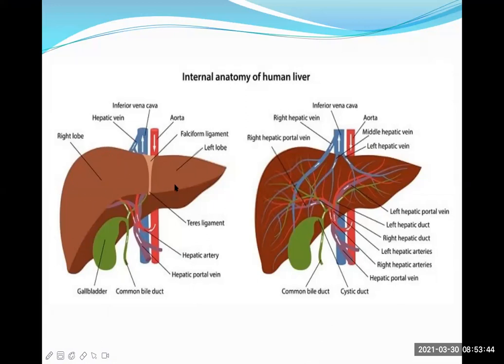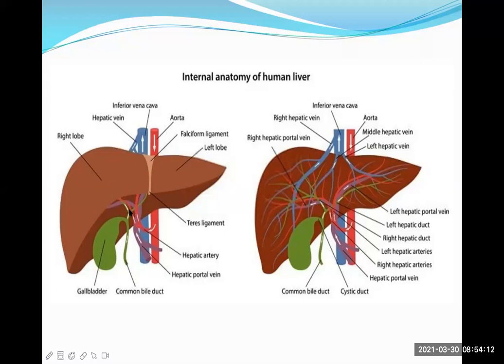Here is the right lobe, there is the left lobe, there is a falciform ligament. This is the gallbladder, you can clearly see it. This is the cystic duct. When the cystic duct joins the common hepatic duct, then the common bile duct is formed. So this is the anatomy of the common bile duct. See here, this common hepatic duct is formed by the fusion of the right hepatic duct and the left hepatic duct.